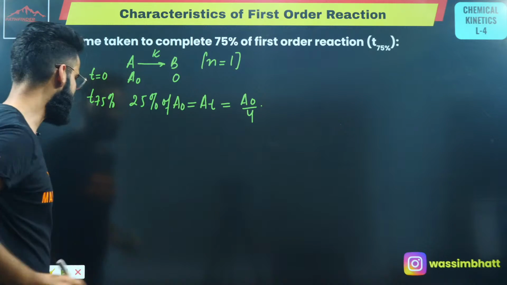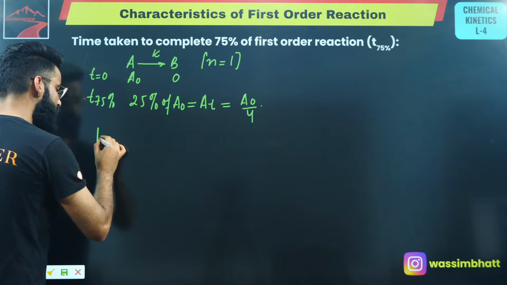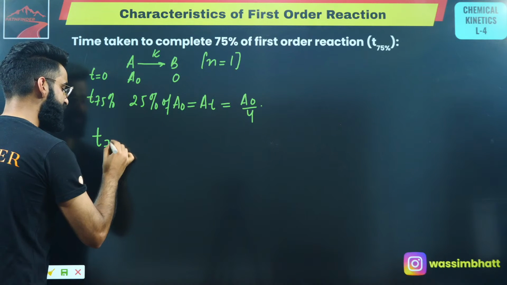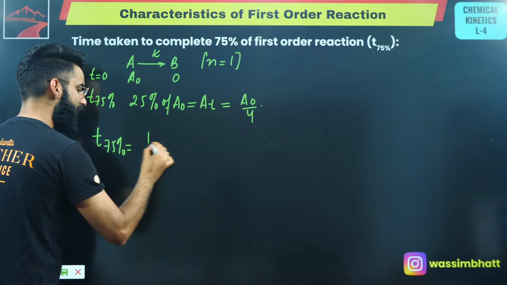If I use the integrated rate equation, we know T 75% will be equal to 1 divided by K.